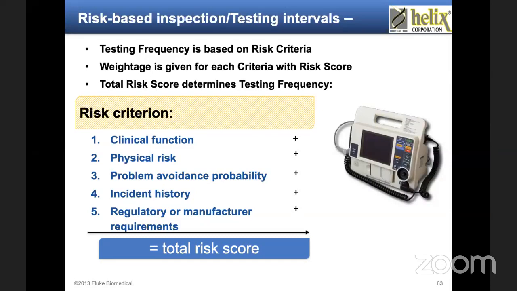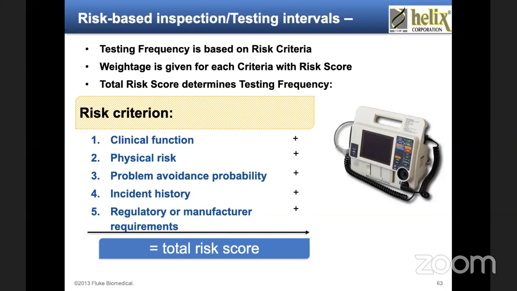Take, for example, a ventilator. Clinical function is 5. Physical risk is also 5 because if the machine fails, the death is immediate. That is what we have seen in the paper clips. Problem avoidance probability: have they done a preventive maintenance? The backup would have taken over the patient automatically without missing it, and the patient would have survived.